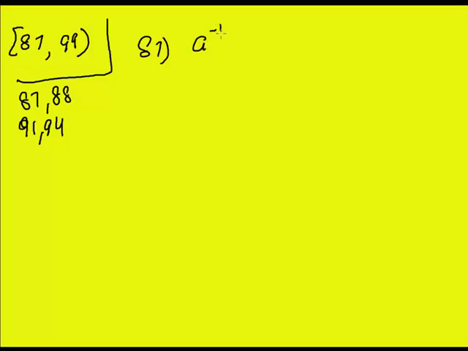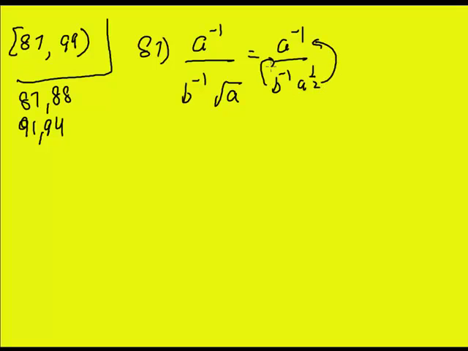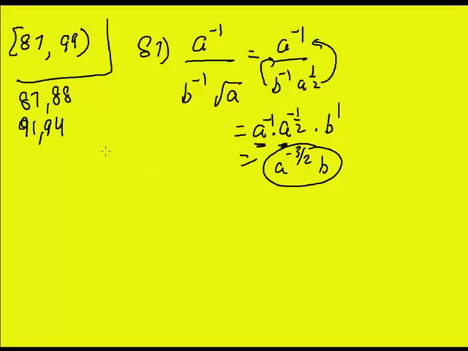I have a to the negative 1, all that over b to the negative 1 square root of a. Okay, we want to take everything to the top. So this is really a to the negative 1, b to the negative 1, a to the 1/2. So when I take this to the top and take this to the top, you're going to get a to the negative 1, a to the negative 1/2, times b to the 1. Of course, these have the same base, so we can add them together, so you'll get a to the negative 3 over 2 times b, and that's 87.